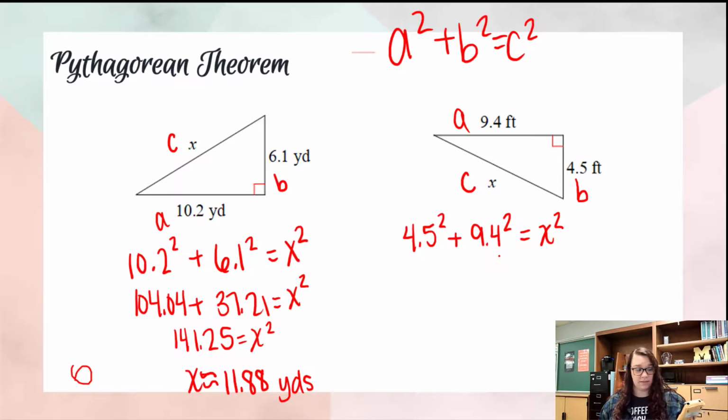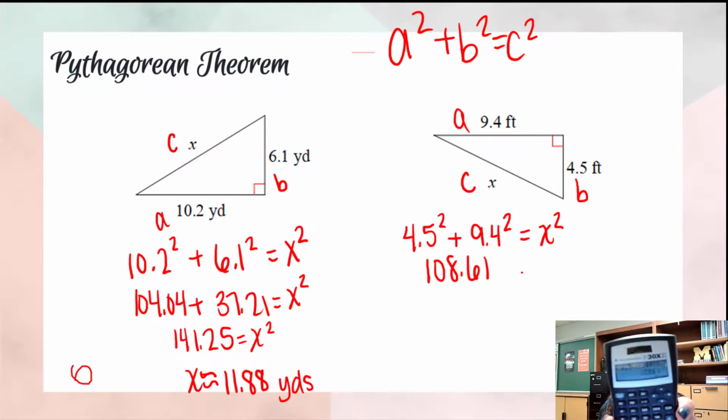So hopefully that makes sense to you, but you can type it in like that. So I got 108.61. If you're on your other one, it's going to look pretty much the same. 4.5 squared plus 9.4 squared. So again, the same. And then from there, you can take the square root of that.